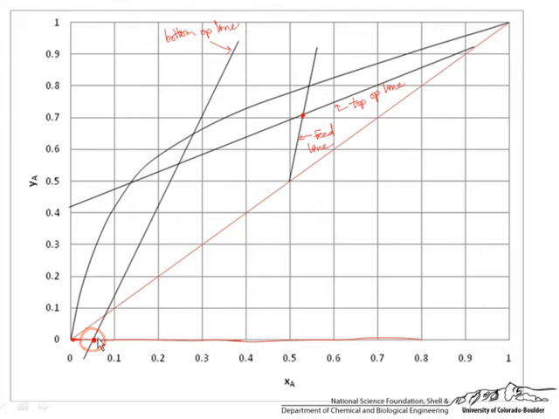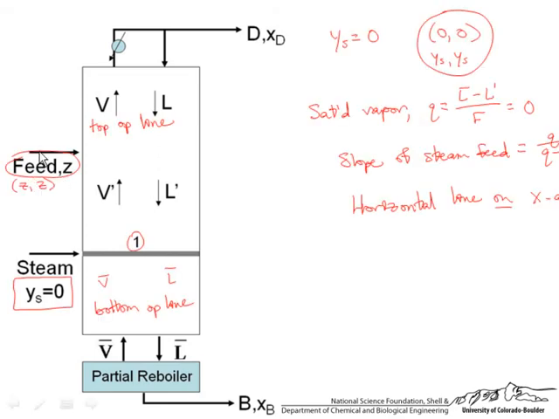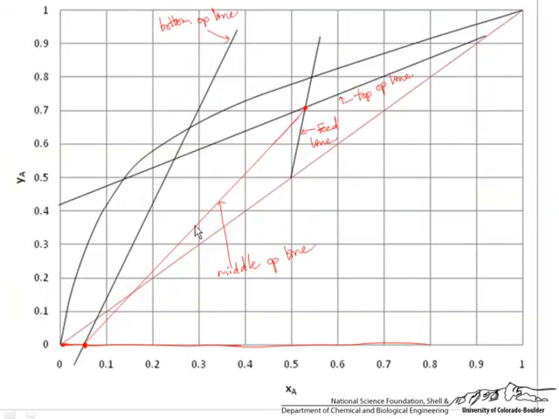So let's plot this. So this line is the middle operating line. And again, the middle operating line always goes through the intersection of the feed and the top operating line. We'll go back here. So the feed and the top operating line, and it goes down at the bottom through the intersection of the bottom operating line and the steam feed line. So those are our 2 points of intersection in our middle operating line.